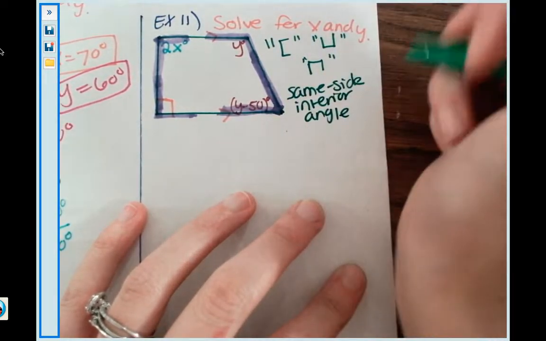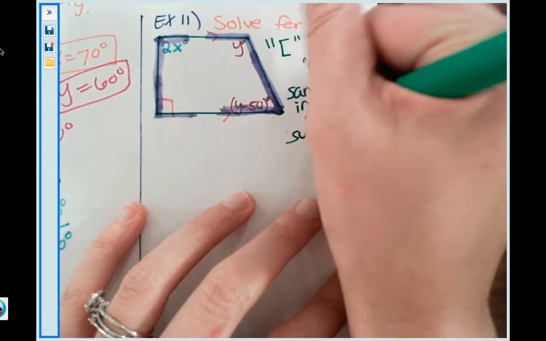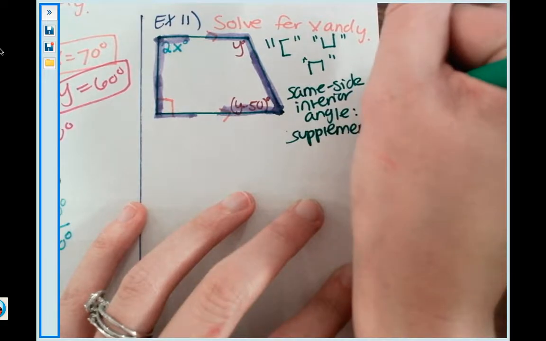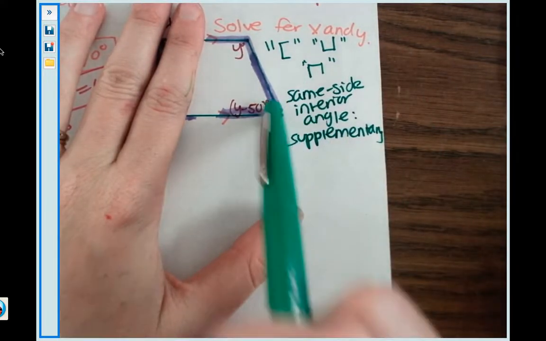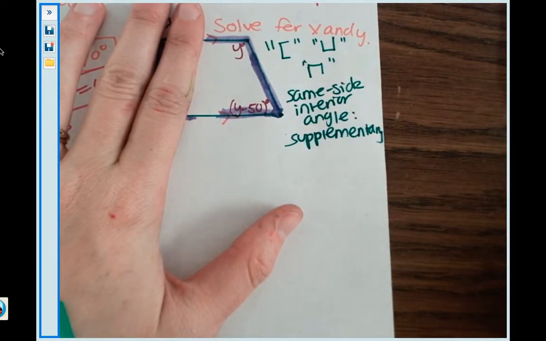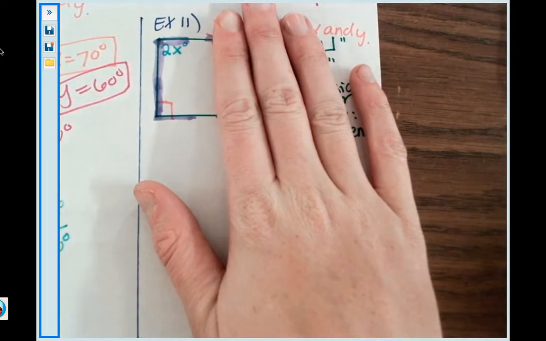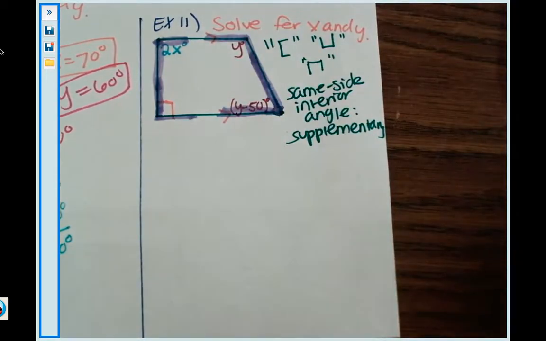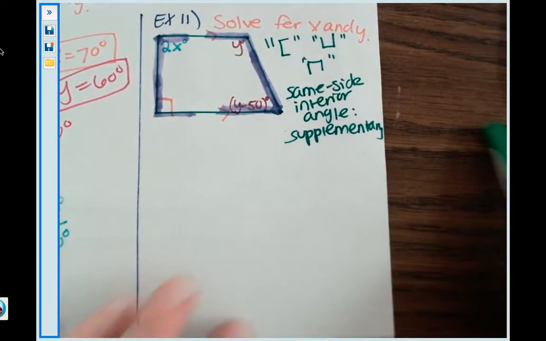And same side interior angles are supplementary. And supplementary, what does that mean? Well, supplementary means they have to be 180. So basically to find the y's, if I add these up and set them equal to 180, I'll find y. And on this side, if I add these together and set them equal to 180, bam, you can get x. So I'm pretty much going to be doing the same thing twice, just one time with the x's and one time with the y's.